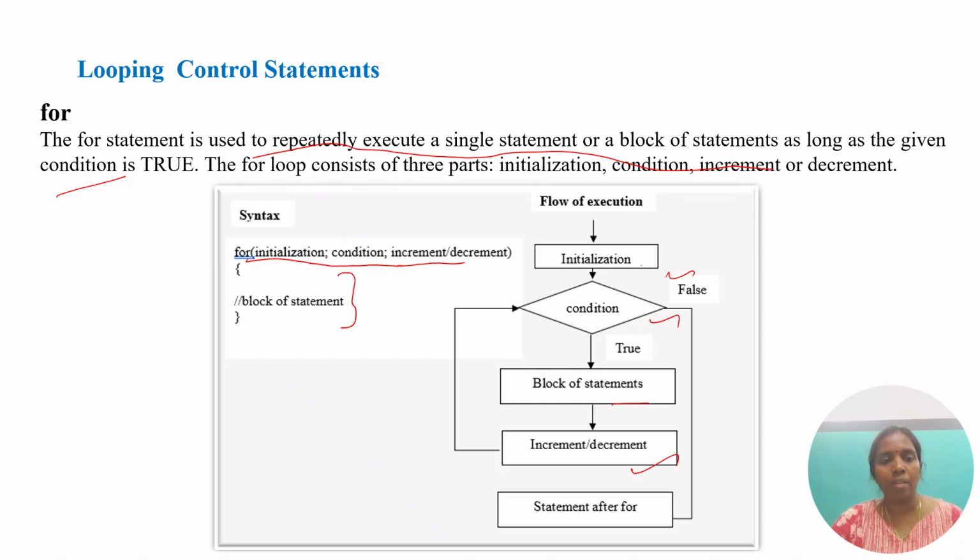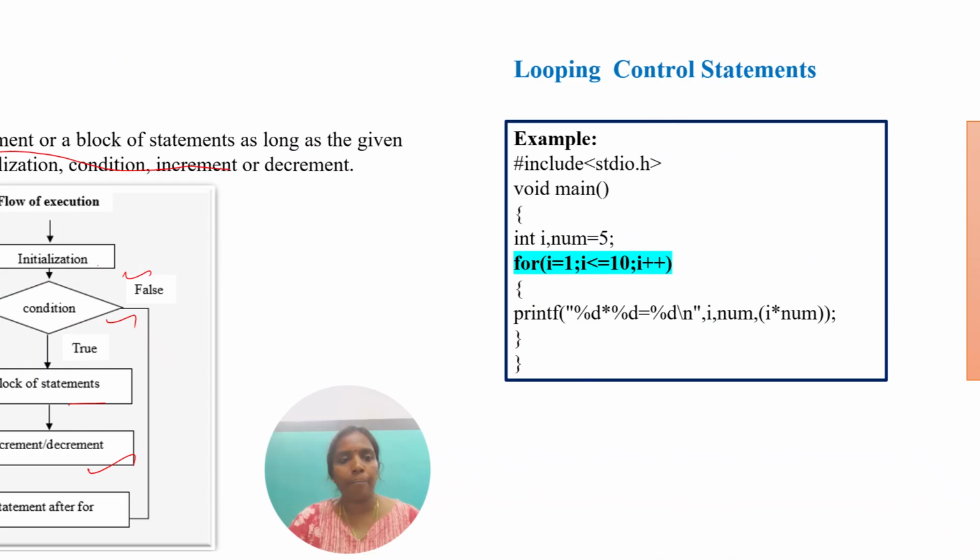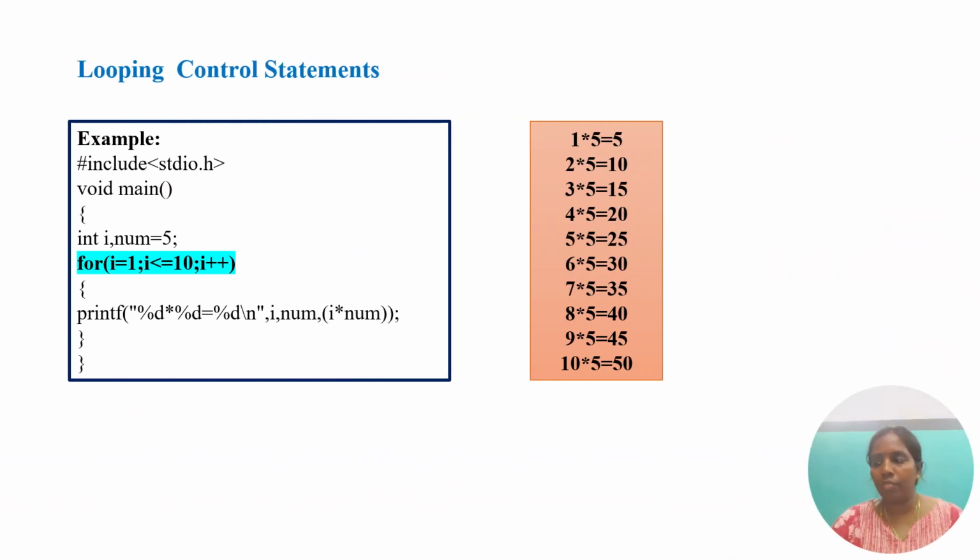So this is the basic for structure: for i equal to 0 or 1, any initial value; i less than or equal to 5, whatever it is, this is the condition; this is the initial value, and then i plus plus. So i plus plus means incrementing the value until the condition fails. So this is a basic for loop statement.